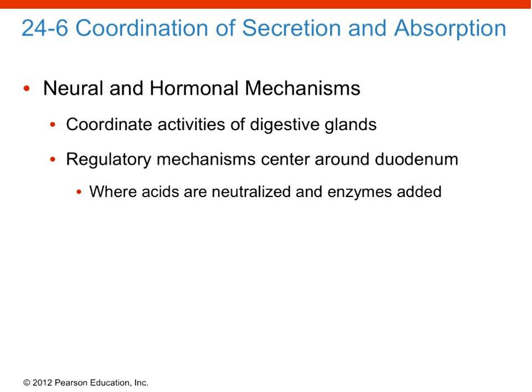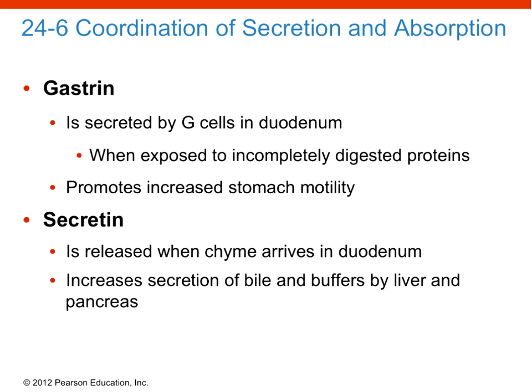So as we've already been talking about, the coordination of this digestive system is so elaborate and so complex that it's under neural and hormonal control, and a lot of those hormones, actually all of those hormones and a good chunk of those nerves are all local. They're enteric endocrine cells, enteric nervous system cells that will coordinate the activities of these digestive glands, and the regulatory mechanisms around the duodenum, where acids are neutralized or where enzymes are added. So just a recap: the coordination of this whole secretion, absorption, digestion process is under hormonal and neural control.